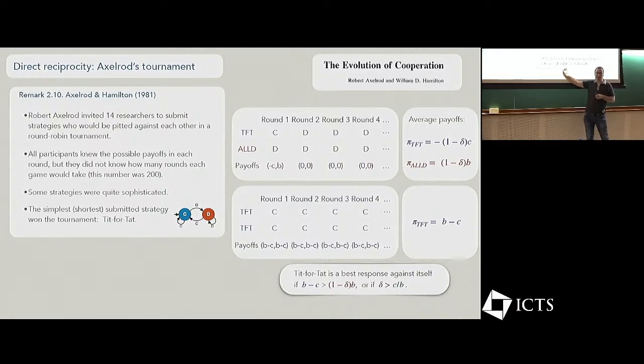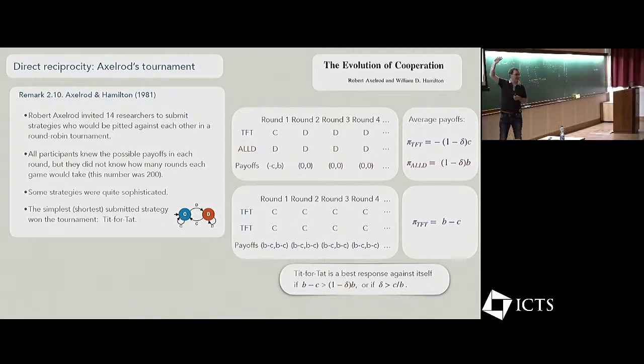And you can solve this for delta. So it just needs to hold that delta is larger than C over B. So this would tell you that if the game is repeated sufficiently often, like if there is a sufficiently good chance to meet the other person again, tit for tat is a better response against itself than all D. Or in evolutionary terms, a homogeneous population of tit for tat players cannot be invaded by all D.